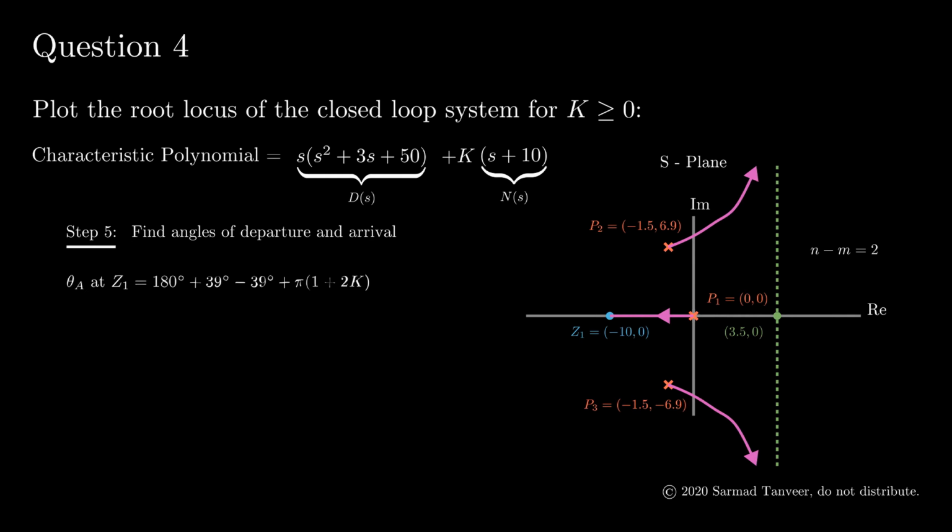Substituting relevant values and simplifying, we find the angle of arrival at zero 1 is 0 degrees. This can be seen on the plot, showing the pink root locus arriving at the zero at an angle of 0 degrees with respect to the horizontal. This concludes the creation of our root locus with a range of k being greater than or equal to 0.